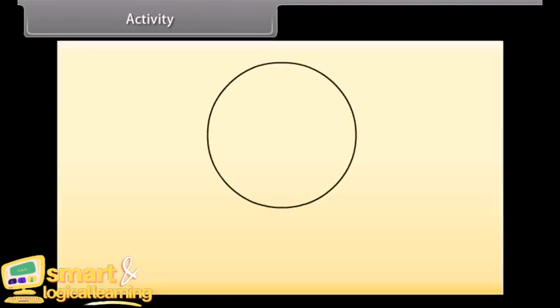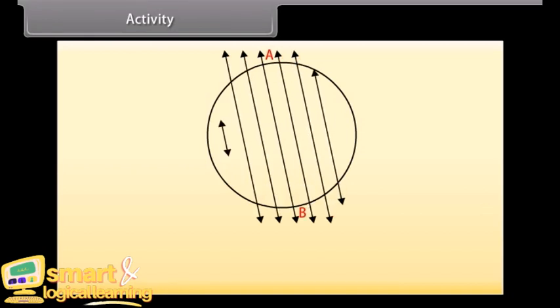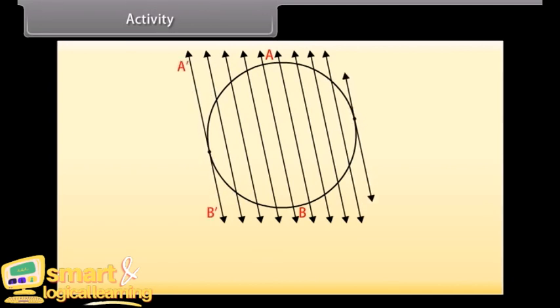Activity. To understand more about tangent, let's do an activity. Draw a circle and a secant AB of the circle. Now on both sides of this secant, draw various lines parallel to it. We will find that after some steps, the length of the chord cut by the lines will gradually decrease, and it becomes 0 on both the sides of the secant.